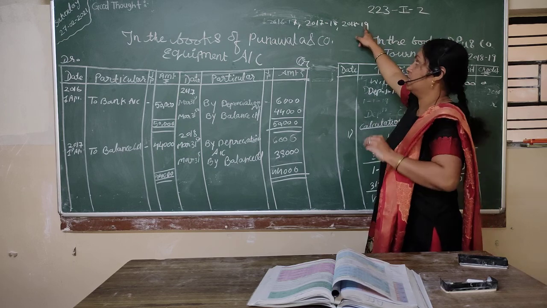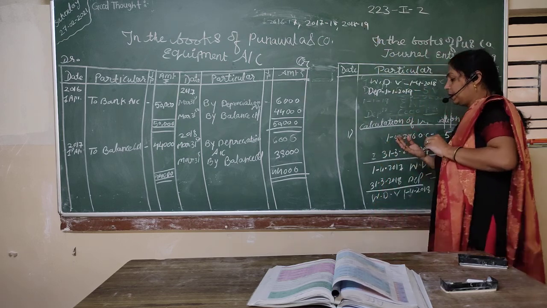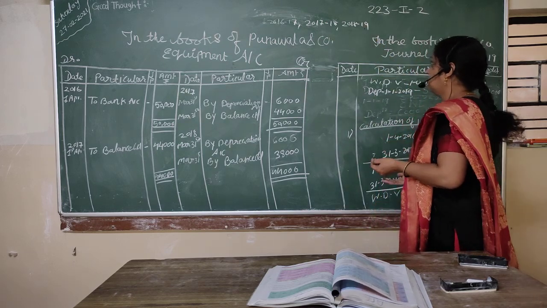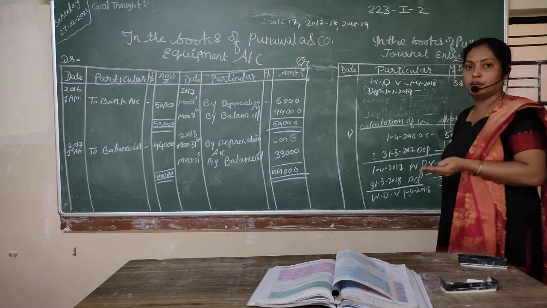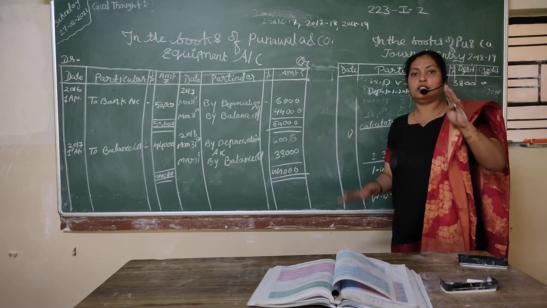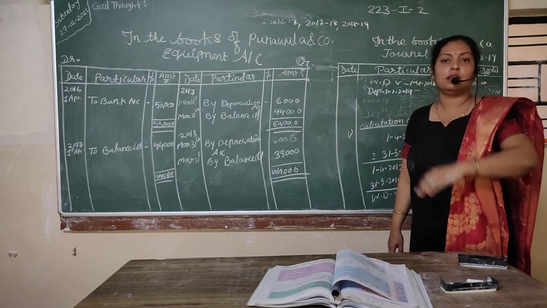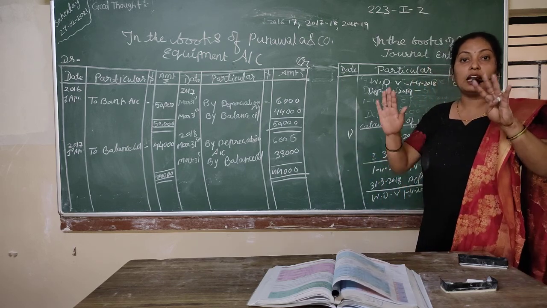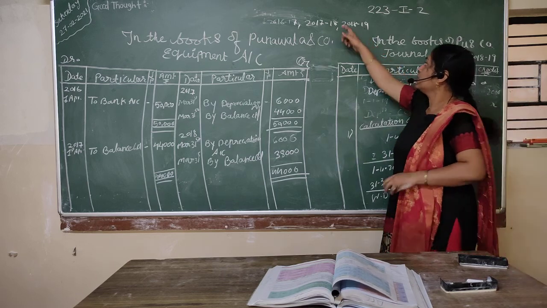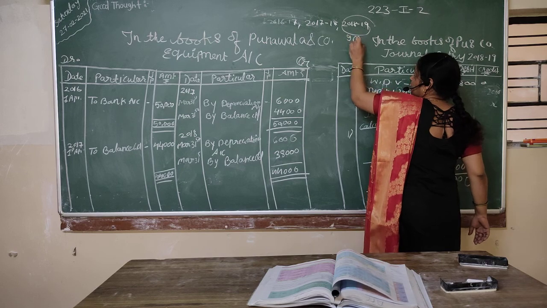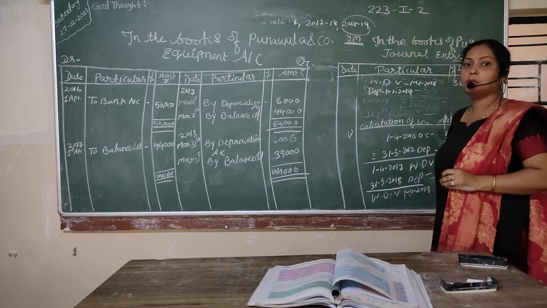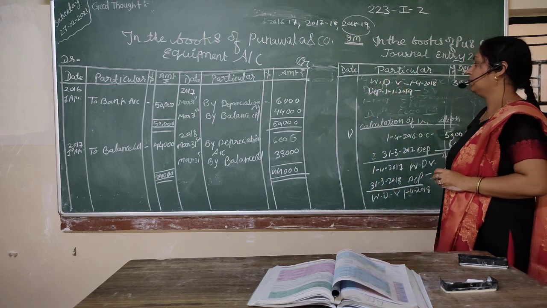How many months are there? April, May, June, July, August, September, October, November, December, and January's first date is there, so we will ignore the January month. That is 9 months of depreciation. It means in the 3rd year the asset is in the business for only 9 months, so we will charge the depreciation for 9 months only.